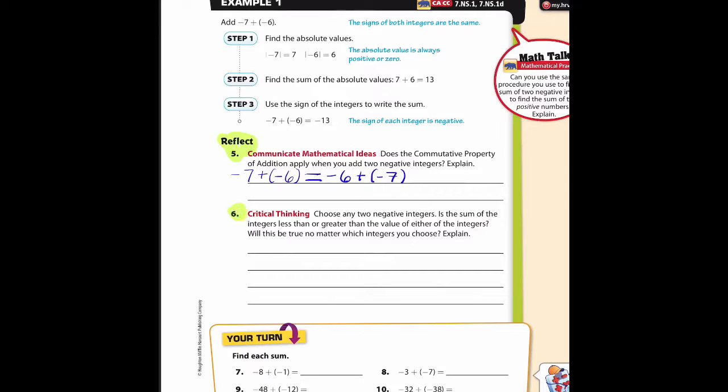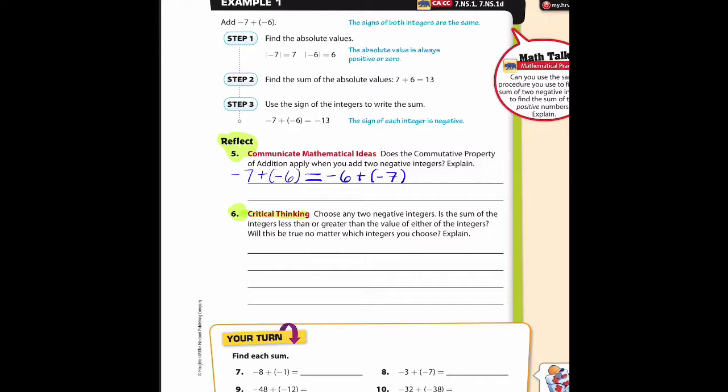Okay, and this one as well, critical thinking. Choose any two negative integers. Is the sum of the integers less than or greater than the value of either of the integers? Will this be true no matter which integers you choose? Explain. Let me say it in a different way. They want you to choose any two negative integers.